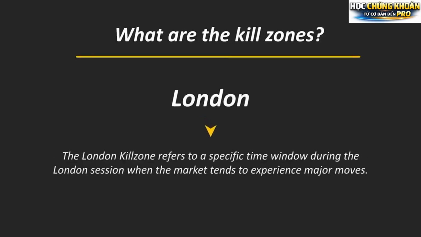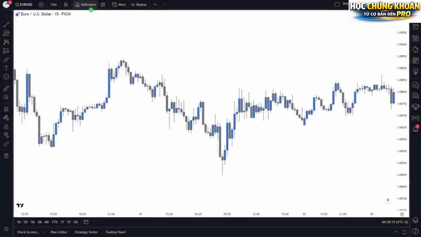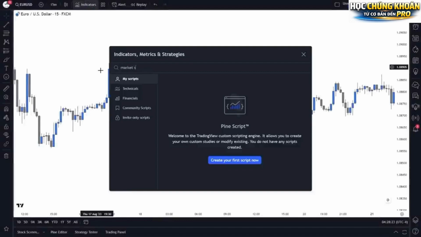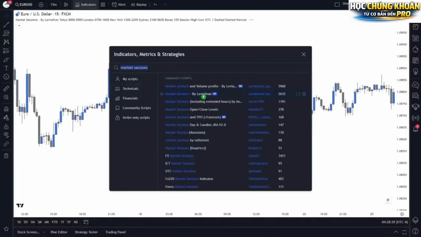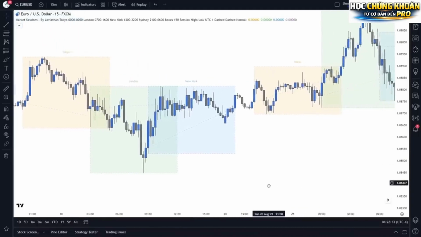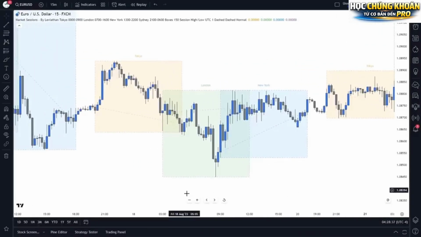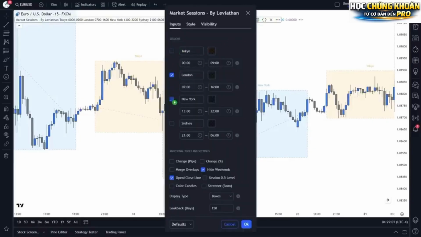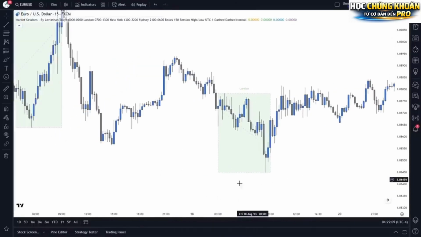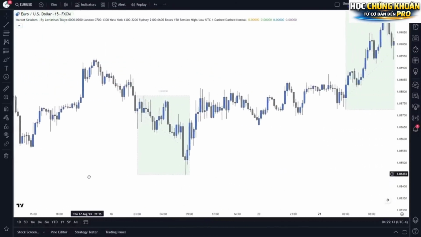The London kill zone refers to a specific time window during the London session when the market tends to experience major moves. But first, how to identify the London kill zone on the chart? Open the chart on TradingView and simply select the Indicators tab. Here, write Market Sessions and click on the indicator provided by Leviathan. This indicator shows all of the sessions, so we need to make some adjustments. So, in the Settings tab, first uncheck the Tokyo and New York, and then change the close of the London session to 1300. Then, we are going to have our London kill zone marked on the chart.